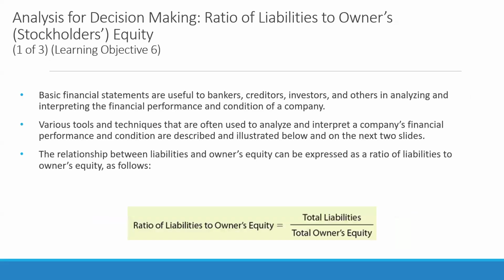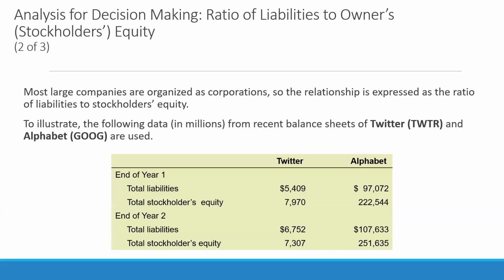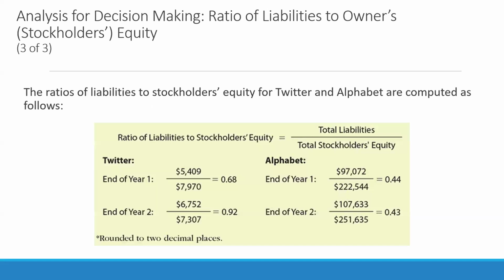This is the only ratio for this chapter. There could be a quiz question about calculating the ratio of liabilities to owner's equity, and you would just put in liabilities divided by owner's equity, and that would be the answer. But more qualitatively, what does it mean?